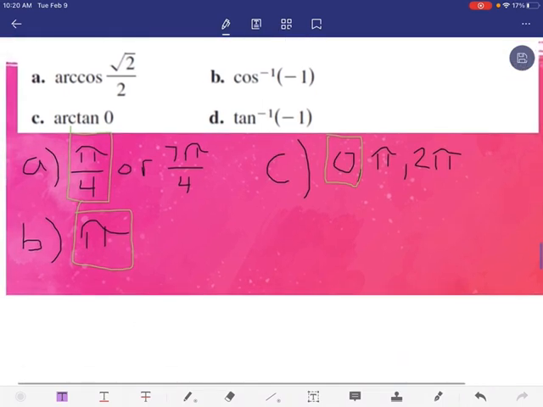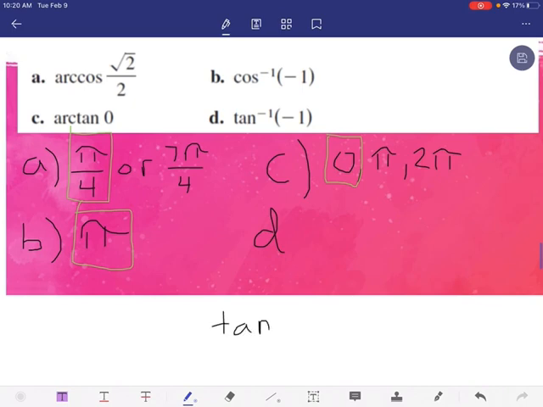Lastly, we're looking at tangent inverse of -1. So remember that, again, like I said, tangent is equal to sine of x over cosine of x. So in order for tangent to be 1, that means sine and cosine would have to be equal. In order for it to be -1, one of them would have to be negative and the other would have to be positive. Well, remember, the only place that our sine and cosine are equal are at our pi over 4s, because they're both square root of 2 over 2.